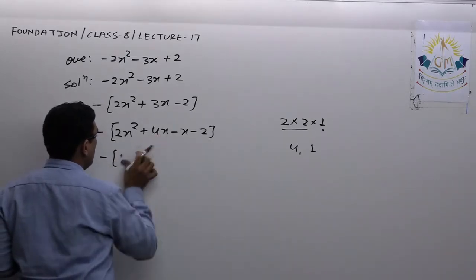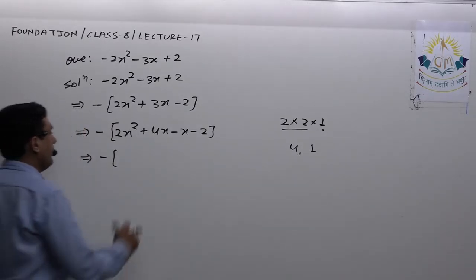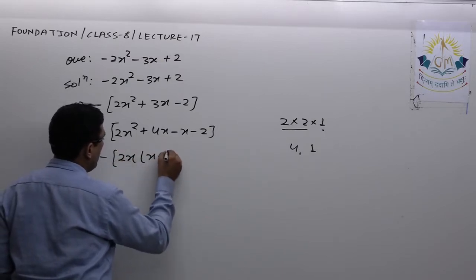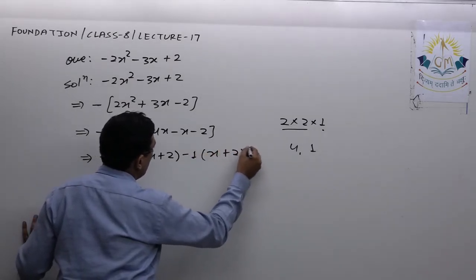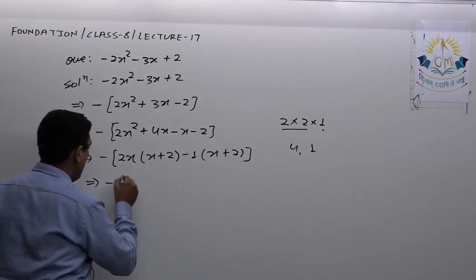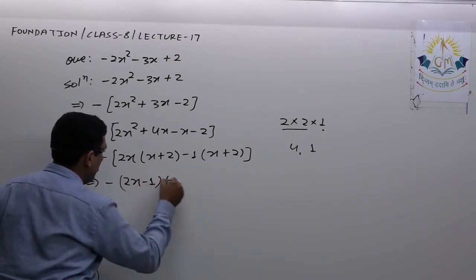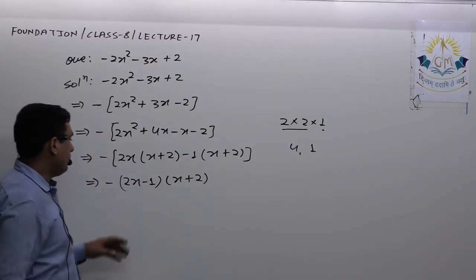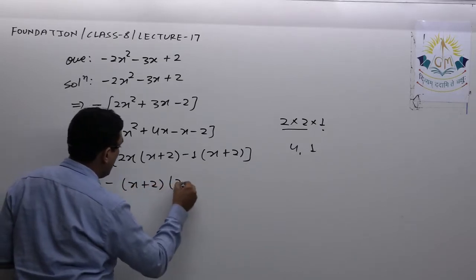Now definitely what we'll check is what we can take common from the first two, what we can take common from the next two. So from the first two we can take 2x common, so x plus 2. From these two I can take minus 1 common, so x plus 2. Now here it is minus, now I can take 2x minus 1 common, so here I will get x plus 2. Here it is better to write this, because first I am taking common, then I can write what I am left with.